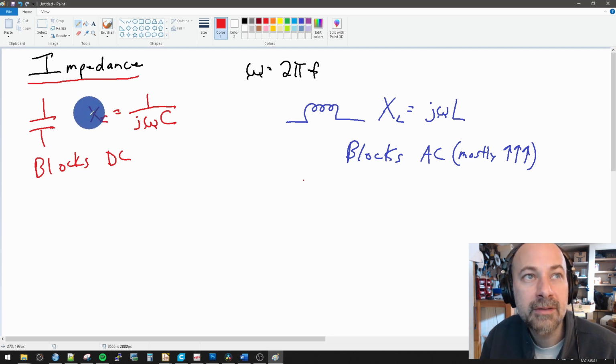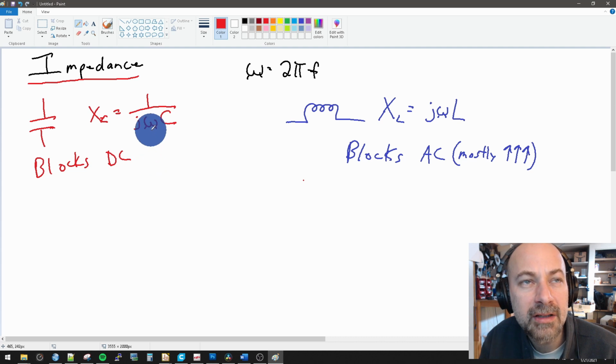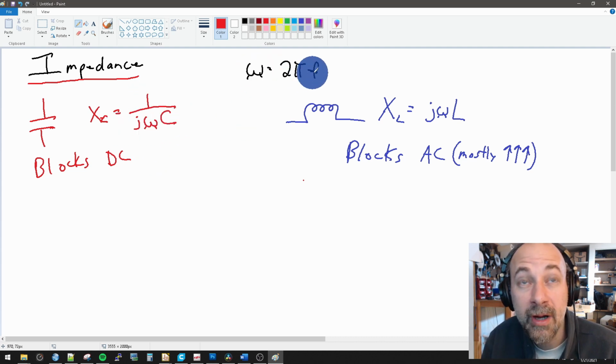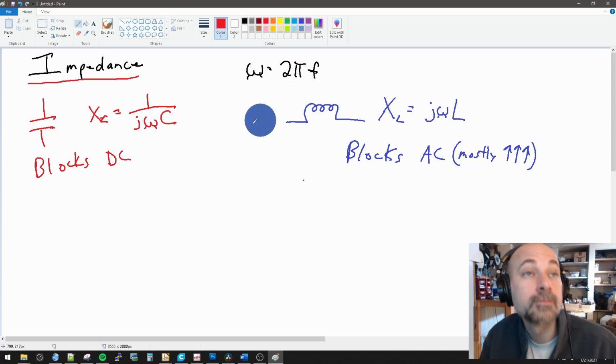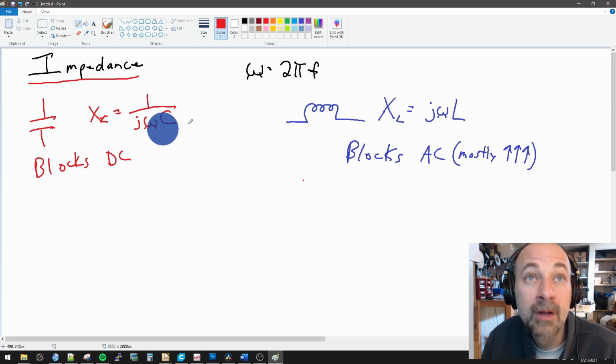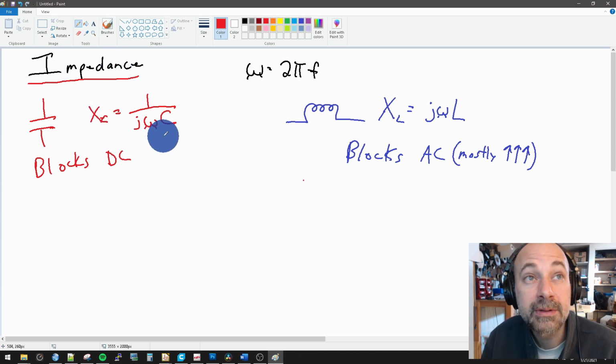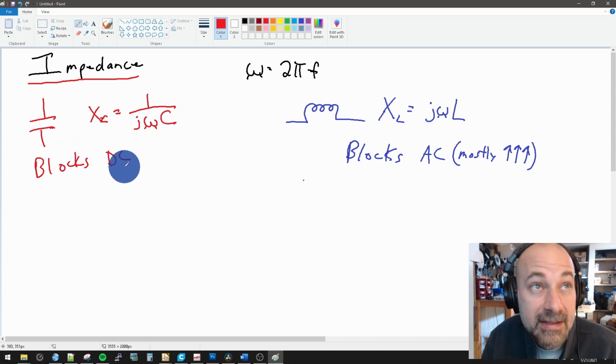The impedance of a capacitor is 1 over jωC, where ω is 2 pi F, 2 pi times frequency. So with the frequency on the bottom, when the frequency goes to 0, resistance goes to a zillion. When frequency goes to infinity, this thing goes to 0. So we're blocking DC, we're leaving AC alone.